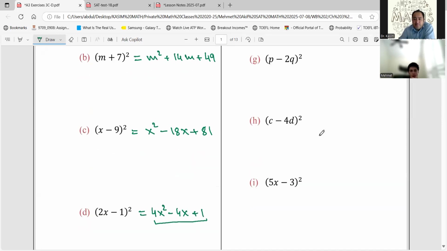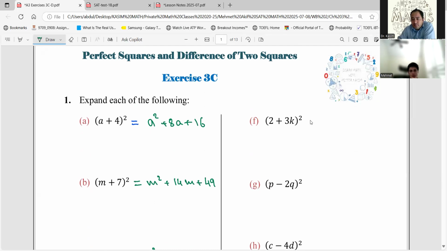Next, part (f): (2 plus 3k) squared. 2 squared is 4, plus 2 times 2 times 3k, which is 12k, plus (3k) squared, which is 9k squared, right? Because in (3k) squared, b is equal to 3k in parentheses. If you square this, that's equal to 9k squared.